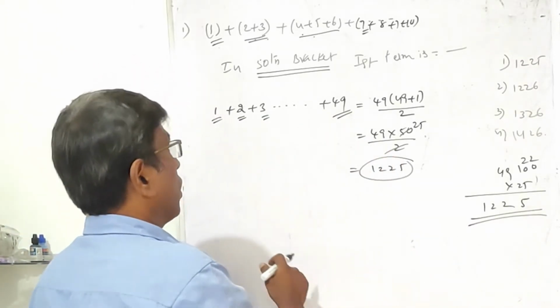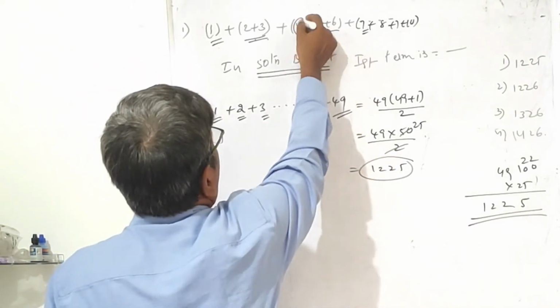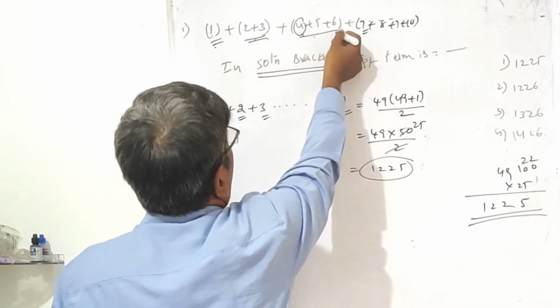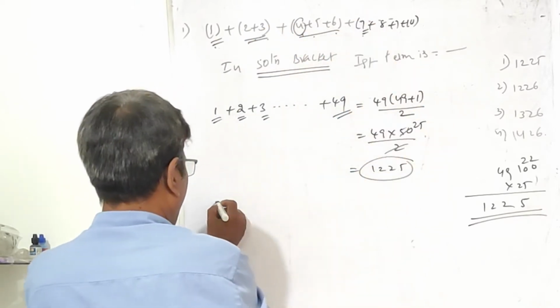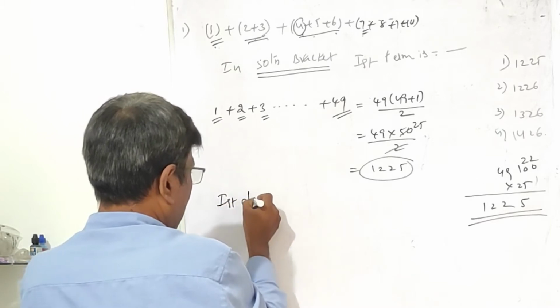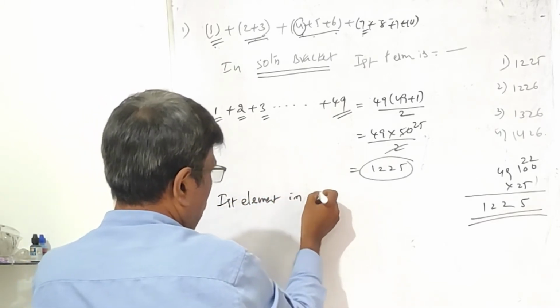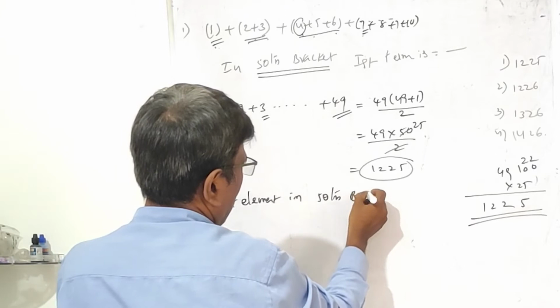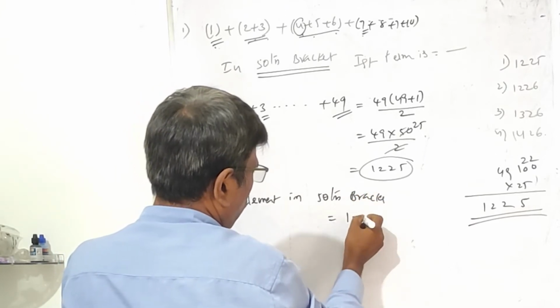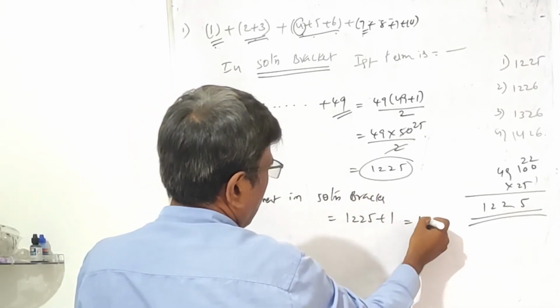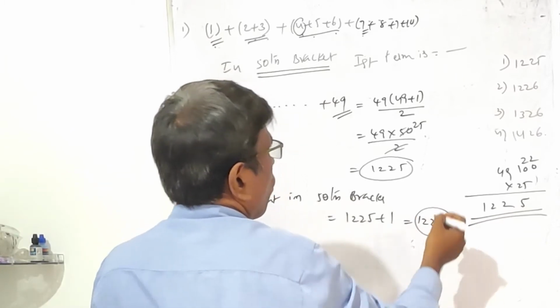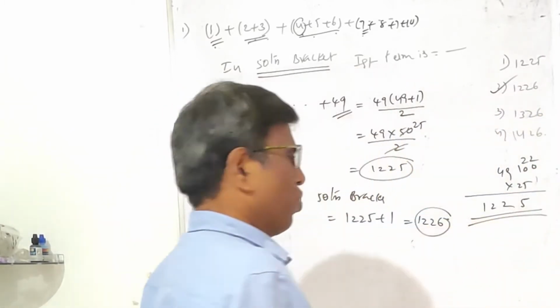So now what is the question? What is the first element? Just as with 3 elements plus 1, now it is 1225 elements plus 1. So the first element in the 50th bracket is 1225 plus 1, that is 1226. The second option is the correct answer.